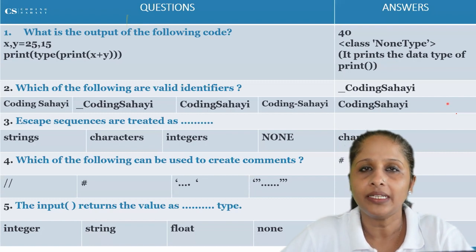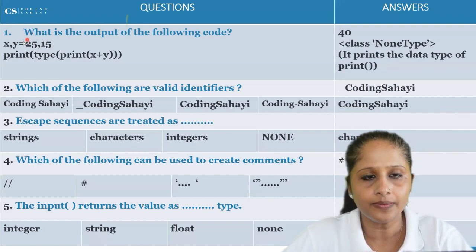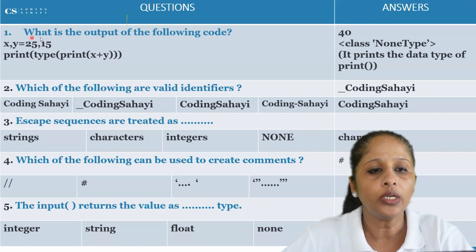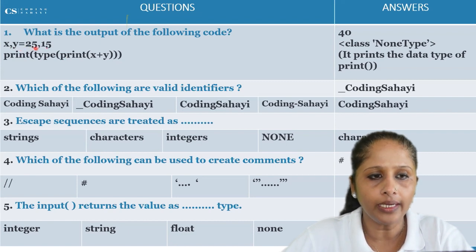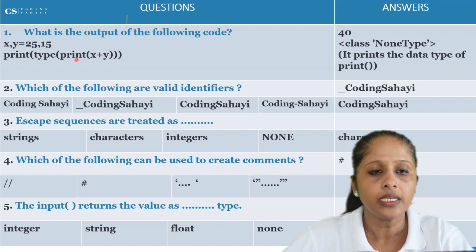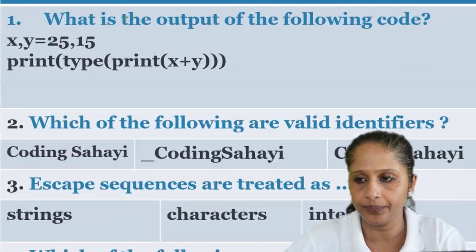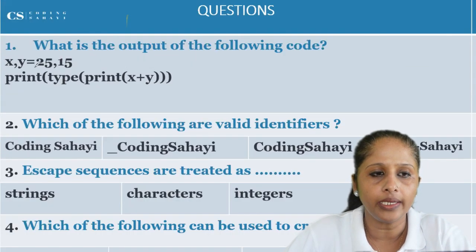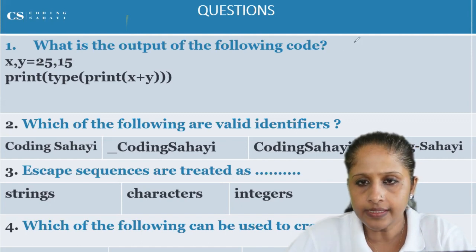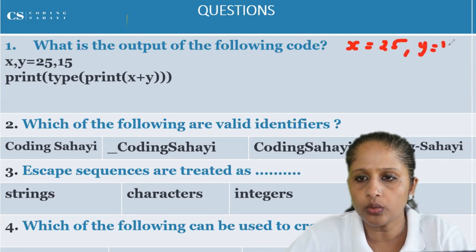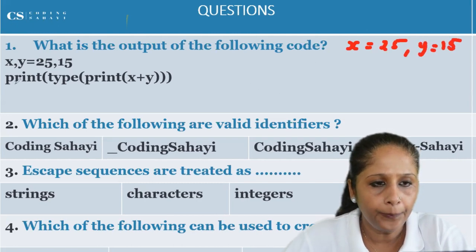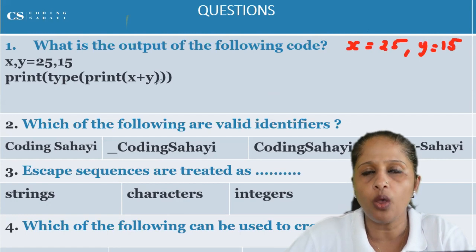So let's see some multiple choice questions and answers. The first question: what is the output of the following code? Here we have x comma y equal to 25 comma 15. Then we have a print statement, print of type of print of x plus y. So let's find out the answer. Here x comma y equal to 25 comma 15. That is, x is equal to 25 and y is equal to 15. So here print of type of print of x plus y.